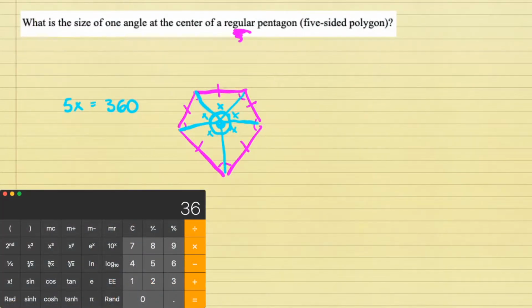So you can see my calculator. 360 divided by 5. There's 5 mystery angles there, and they should all be 72s. Each x should be 72 degrees at the center.